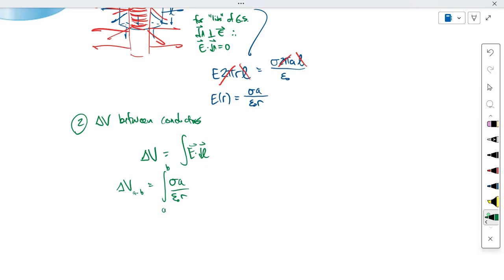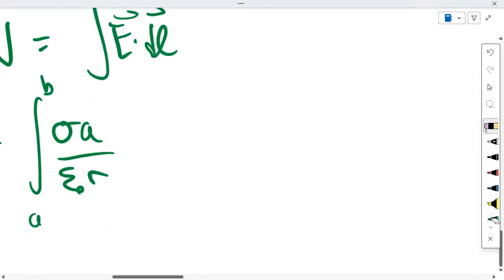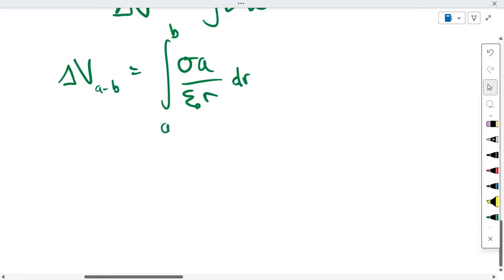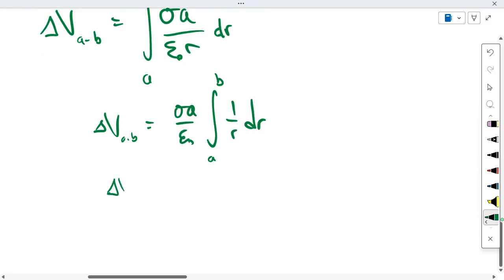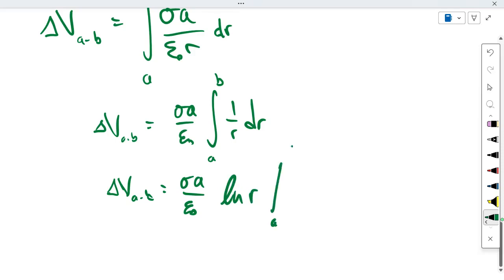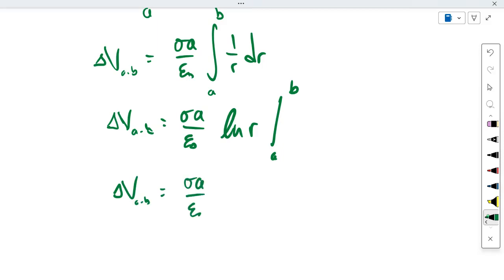Well, E dot dl, this dl means a little distance along the electric field vector. That is the radial or dr outward direction. Okay, so that means delta V from A to B is sigma A over epsilon naught, 1 over R dr from A to B. That integral, which many of you know at this stage, is ln of R evaluated from A to B.